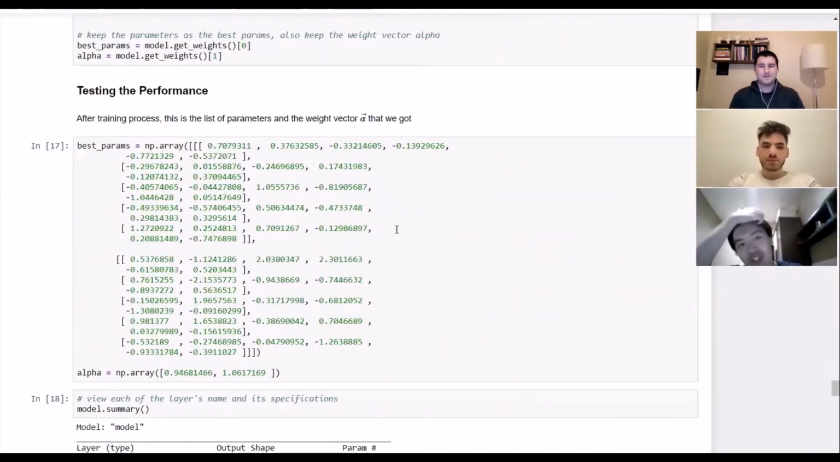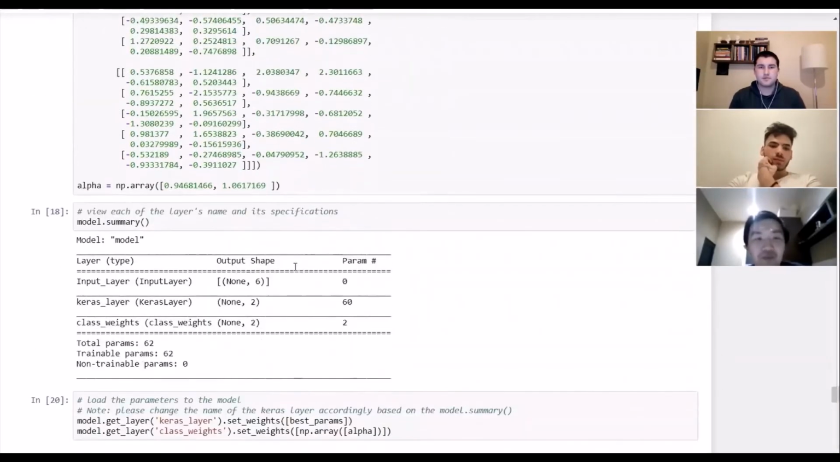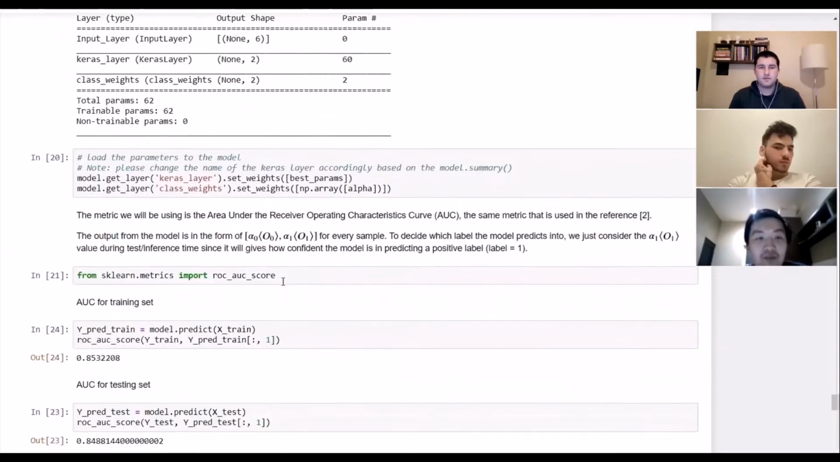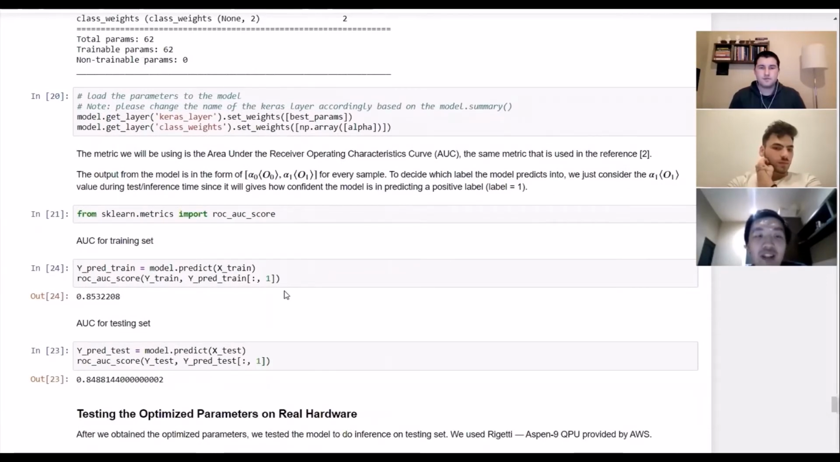After the training is finished, we test the performance of our model. This is the best parameters that we get from the training. And from the testing results, we get the AUC score, or area under the ROC curve, about 0.85 for the training set and 0.848 for the testing set. This number is a bit higher than the results that reference paper number 2 gets.